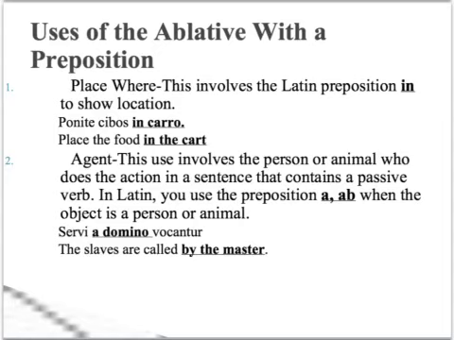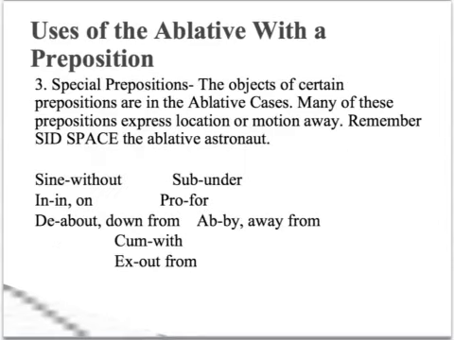Another one that uses a preposition is the ablative of agent. This is commonly used when you have a passive verb. You use the preposition a or ab when the object is a person or animal. This is the person or animal that is doing the action, so it's performing the action of the passive verb. So the slaves were called by the master. Note the exception here: if the actor of the passive voice verb is not a person or animal, you can omit the a or the ab.